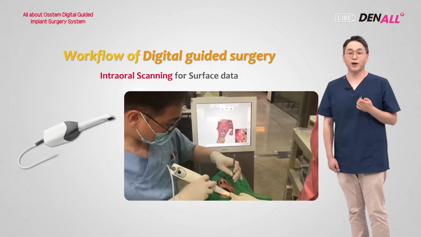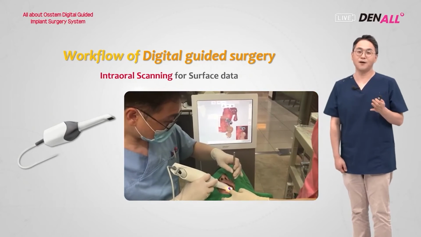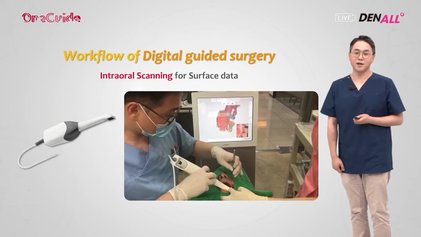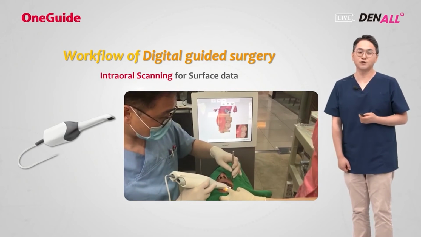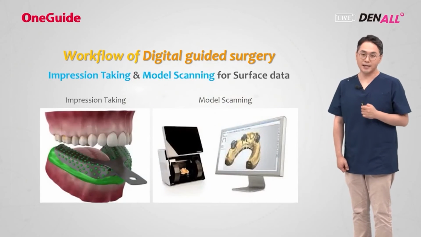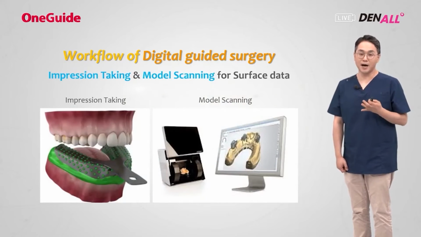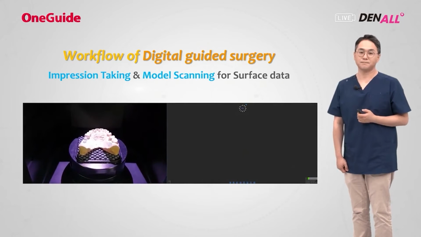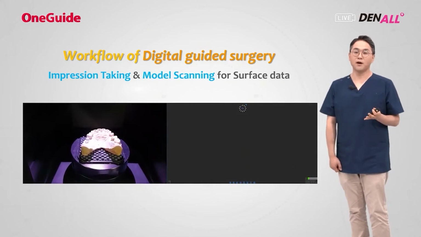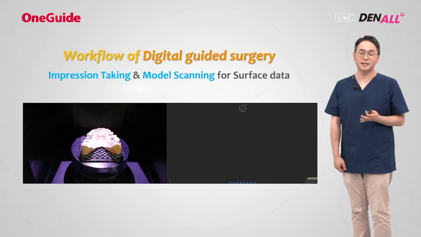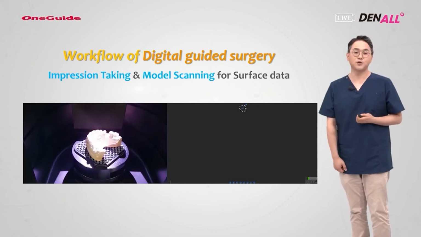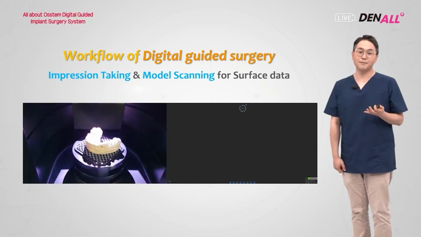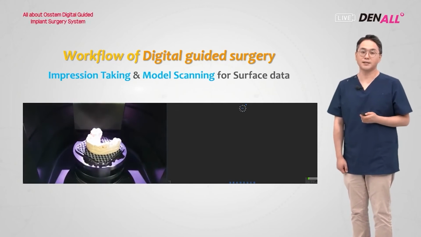If you have an intraoral scanner like Trios, you can scan adjacent teeth and gingiva. However, if you don't have it, you can still do digital guided surgery. You can take an impression and after that make a model and do model scanning. By doing this, even if you don't have an intraoral scanner, you can do digital guided surgery. Even with model scanning, if you can take an accurate impression, you can get an accurate result.